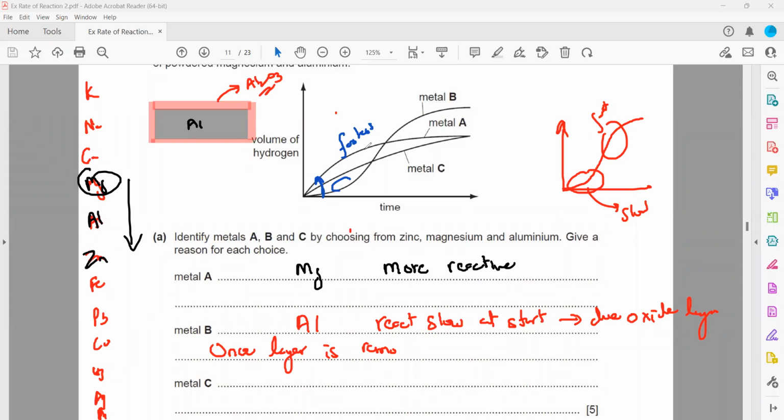Metal B does not have a slope more than metal A. The amount is more, but not the slope. Slope means the angle with the x-axis. When you check, the slope of metal A is much steeper than B. Like this is the slope of A. When you check the slope of B, B has a smaller slope. Like this part, this slope is small. And for C, this is the slope. So A has the highest slope, then B, and then C.